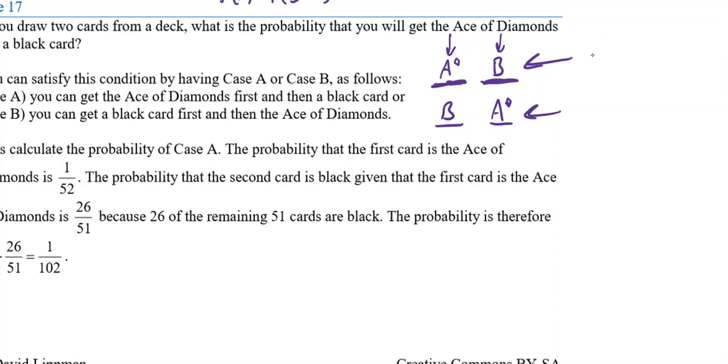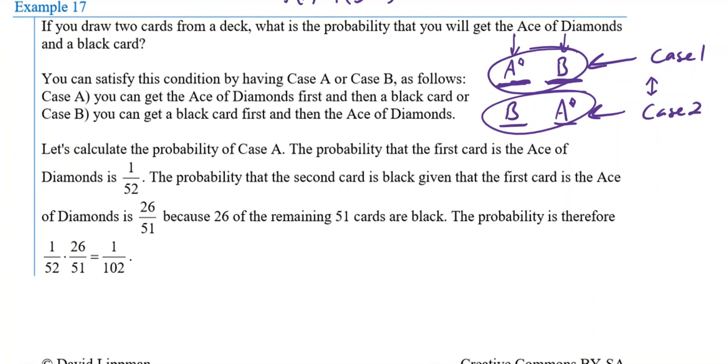So we have to break this into cases, where we say, okay, this is case 1 and this is case 2. Then we find the probability of this happening and the probability of this happening, and then we add the cases together. We'll just add those 2 different situations up. Okay? So let's do that.